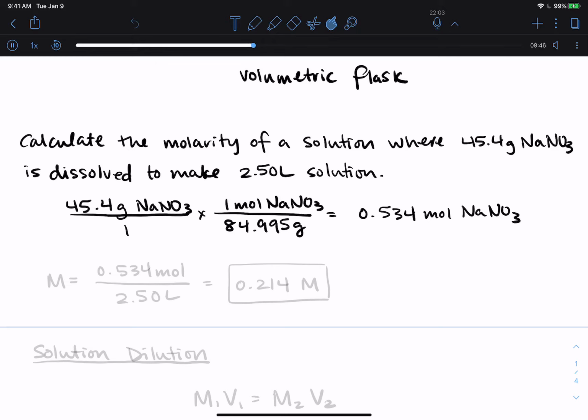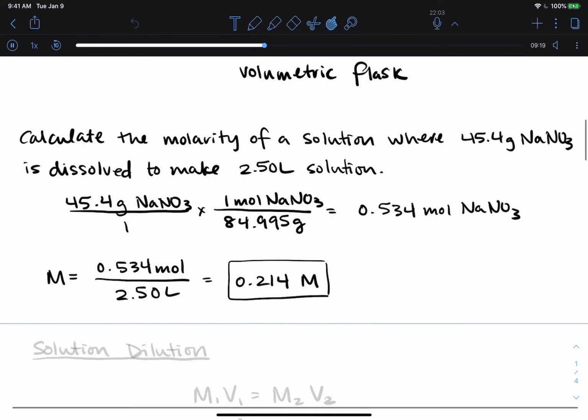And then my molarity calculation, right? Molarity, which is the capital M, is moles of the solute, which is the sodium nitrate, over liters of solution. So this gives me 0.214, and then I use a capital M for my units. So this is a 0.214 molar sodium nitrate solution.